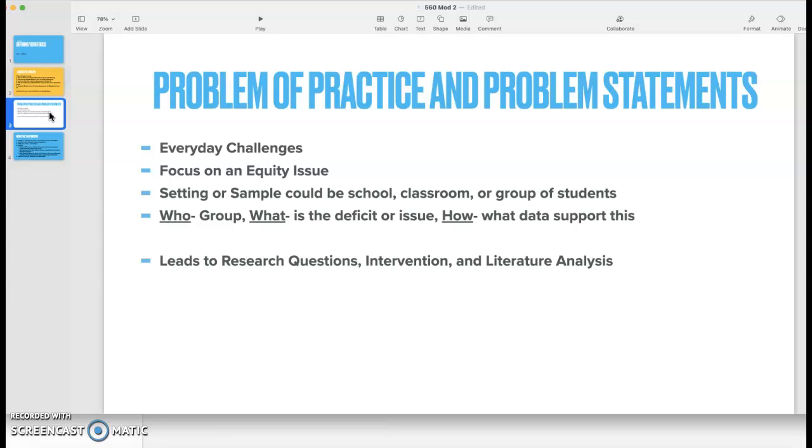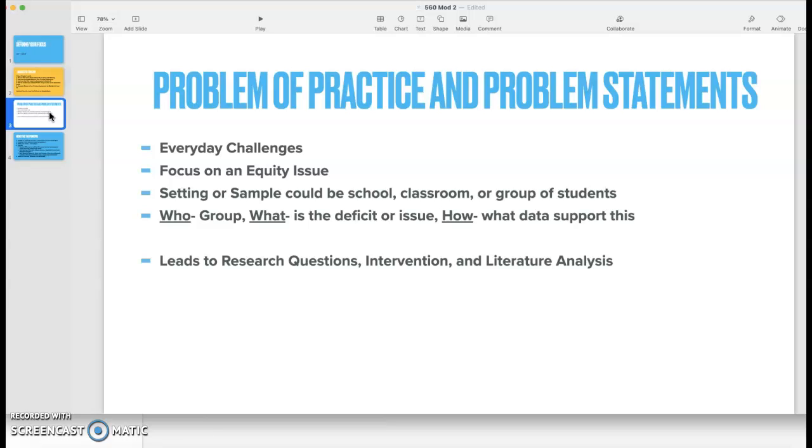What is the deficit? And what data do I have to support that? For example, I could say that my 9th grade students who have 504s are not transitioning well to high school. And that's evidenced by the lack of course pass rate or their failures and their low GPAs. So who is my 9th grade 504 students. The deficit is they are not transitioning well to high school. And how do I know they're not transitioning well to high school? Because they're failing their courses and their overall GPA is suffering as a result of that.